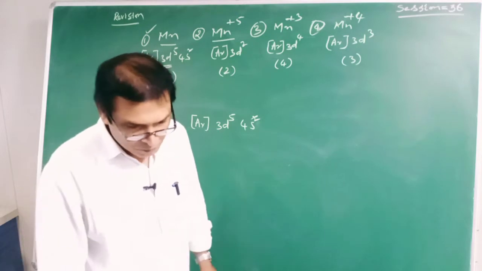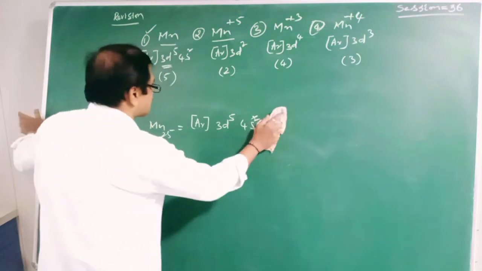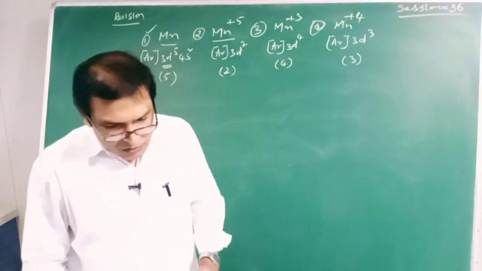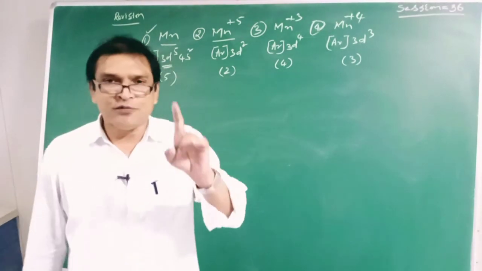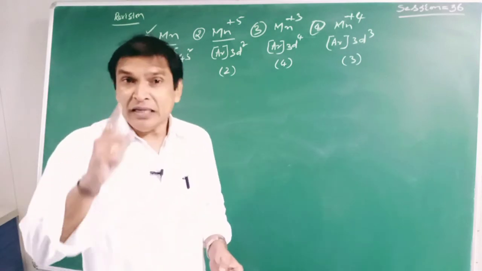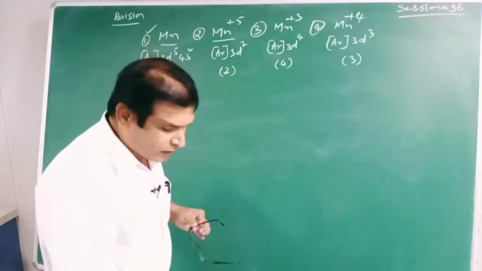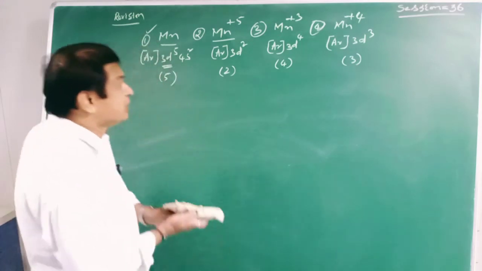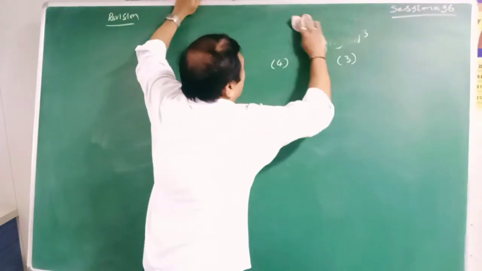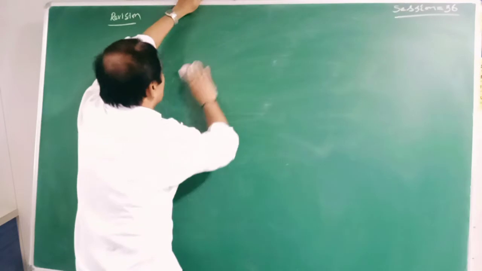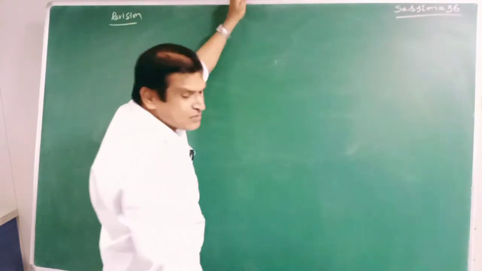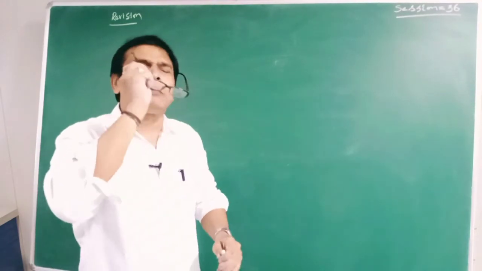Next question. The question I read like this: which set has the same number of s electrons? That means s orbital electrons. Before discussing that question, let us clear the board.